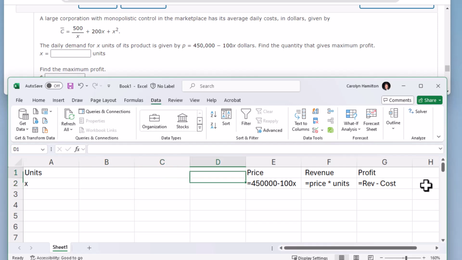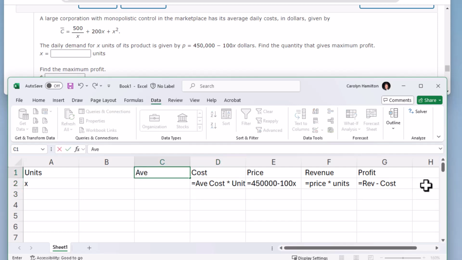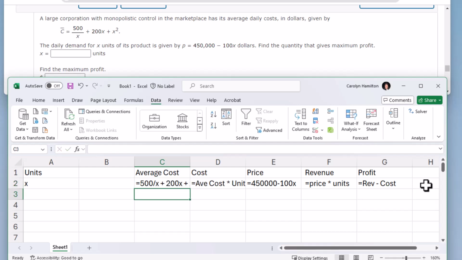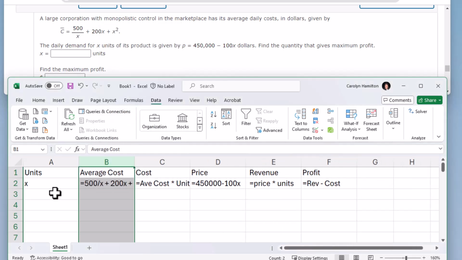Okay. Then I also need cost. And I don't have a cost function. What I have is an average cost function. So total cost is average cost times units, which means I need average cost. That's what I have a formula for. It's 500 over x plus 200x plus x squared. And then that's built on units. Okay, so now I have everything that I need.